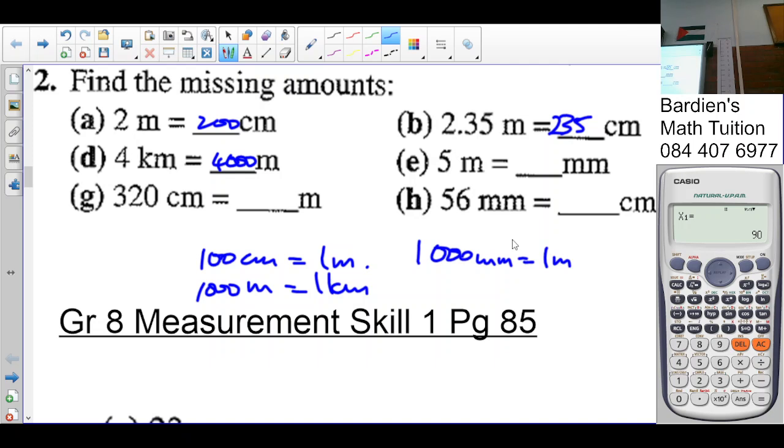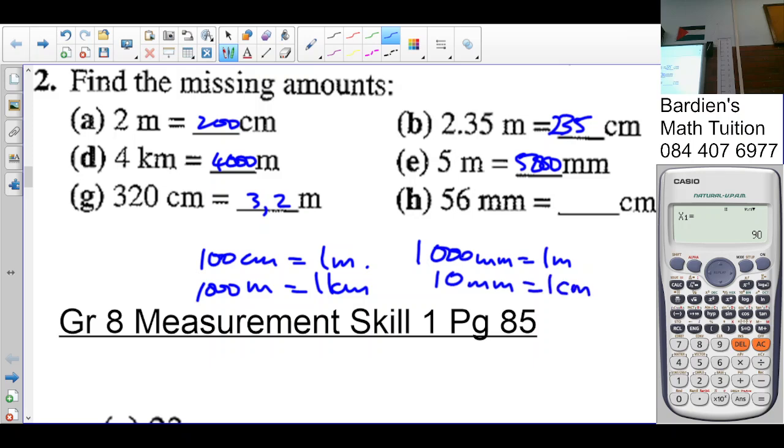So if you've got 5 meters, how many millimeters is that? 5,000 millimeters. G. How many centimeters are there in a meter? 100. Not so. So 323 centimeters, how many meters is that? 3,23. Why? Because I divided that by 100. How many millimeters are there in a centimeter? 10 millimeters equal to 1 centimeter.